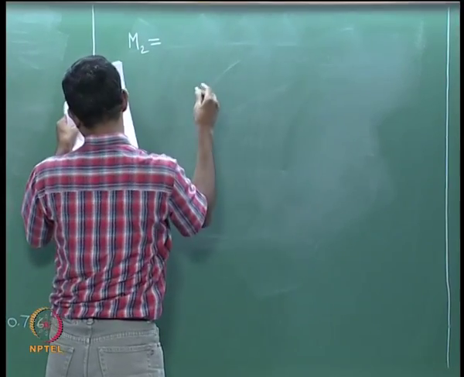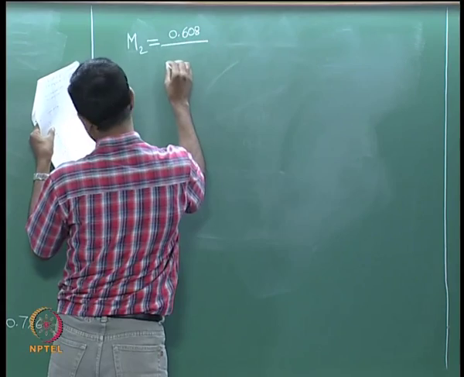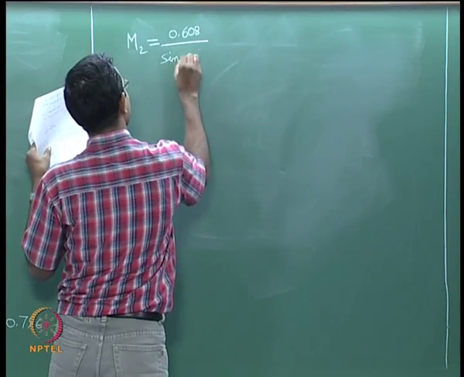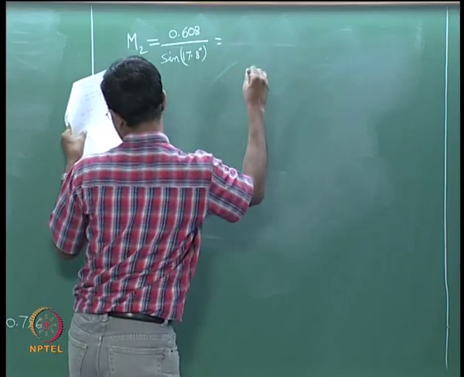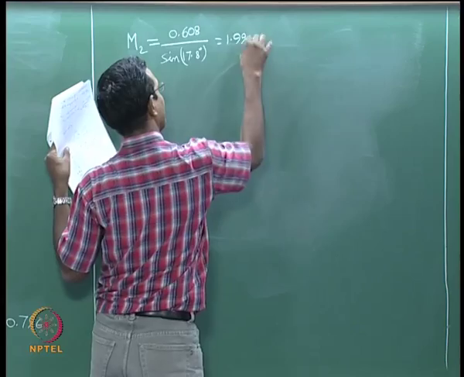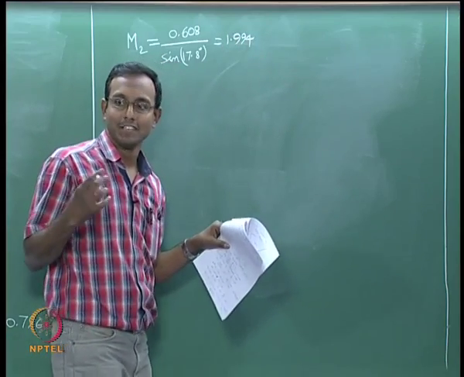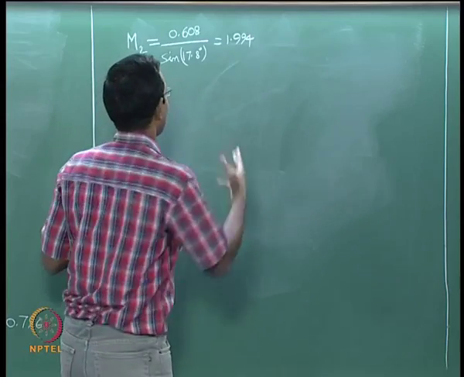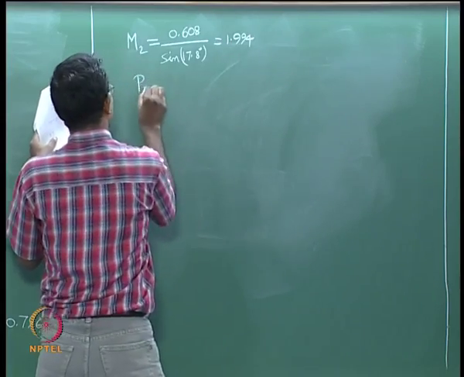my actual Mach number M2, which is going to be 0.608 divided by sine of 17.8 degrees. That comes out to be 1.994. Okay, this is a very special case. Mach 3 with 20 degrees gives Mach 2 behind it. Okay, it is roughly that. It is a very nice number to remember.